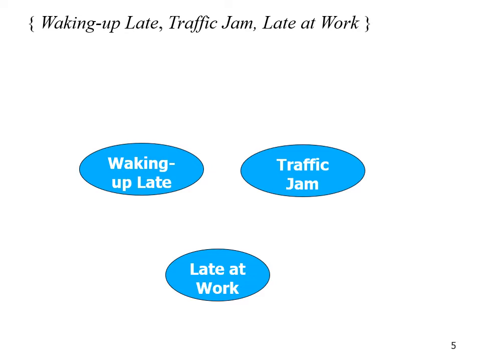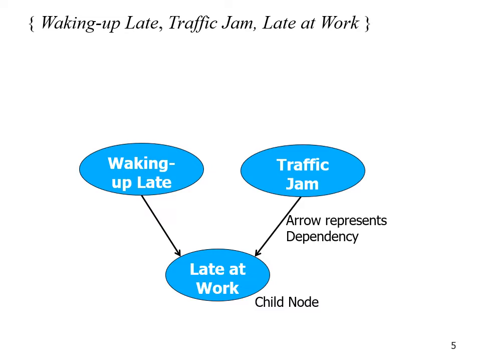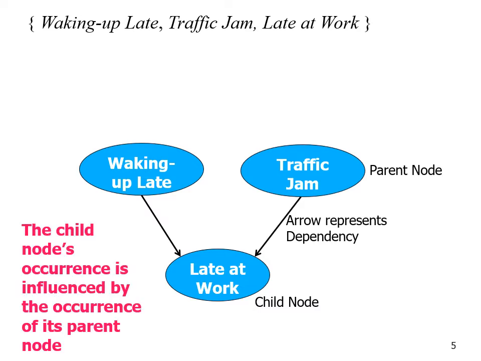So we have now two arrows representing these dependencies. We have an arc from waking up late to late at work, and an arc from traffic jam to late at work. So here late at work is a child node and it has two parents, waking up late and traffic jam. Both may influence the node late at work. Thus, the child node's occurrence is influenced by the occurrence of its parent nodes.